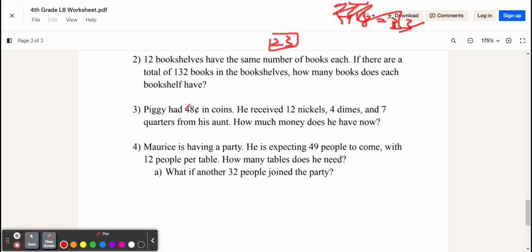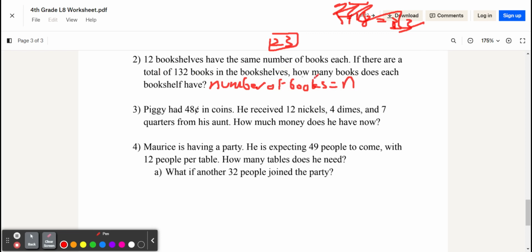Next, 12 bookshelves have the same number of books each, and if there are 132 books in the bookshelves, how many books does each bookshelf have? So let's say the number of books in a bookshelf, let me write that down. Number of books, let's call that a variable, right? A letter, we'll just say n is for number.